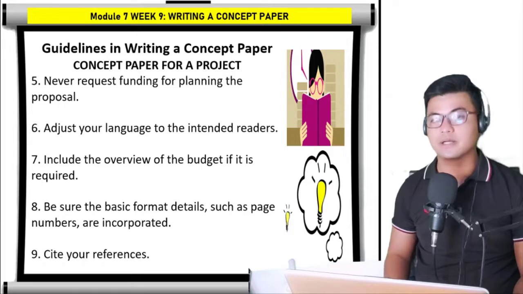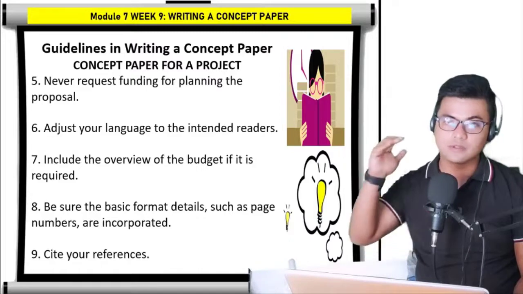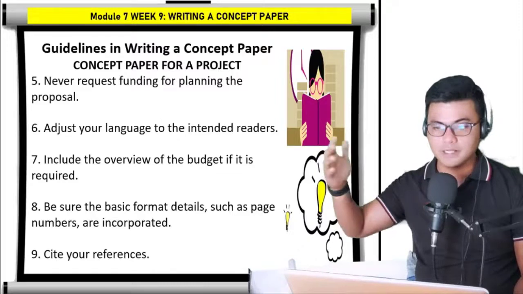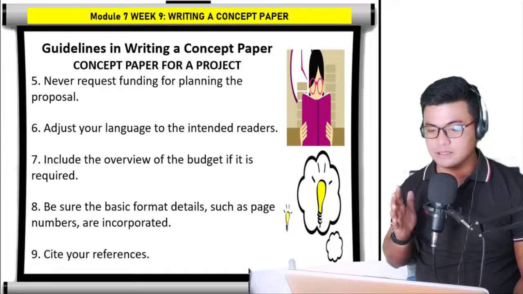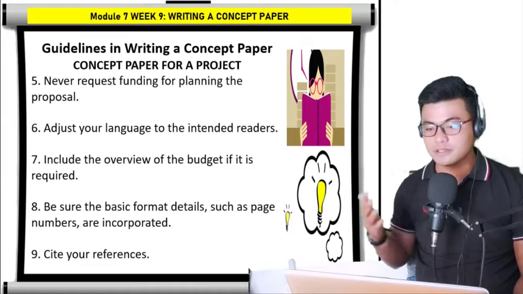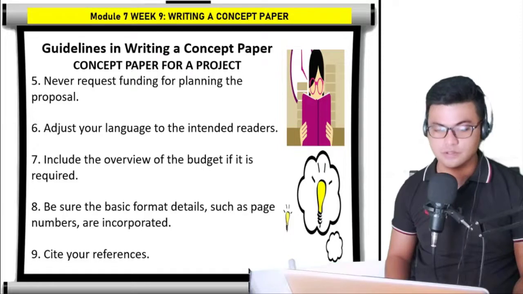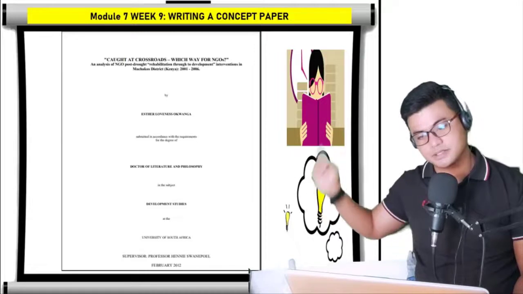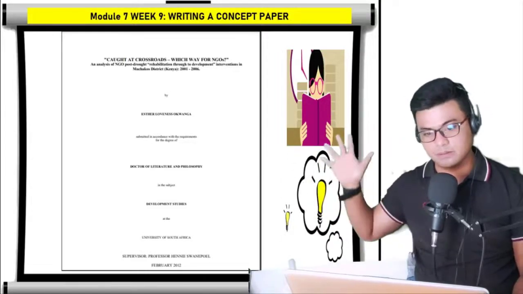So, just like I said earlier, it must be understood by not so average, and even an above average person. Okay? Now, be sure to include the overview of the budget if it's required, lalo kung project proposal yan. Be sure that the basic format details such as page numbers are incorporated, and of course, cite your references. You should cite that. Now, here's the example of a research paper for academic research. So, yan, yung parang thesis niya. Okay, so that's the title page, the cover page.